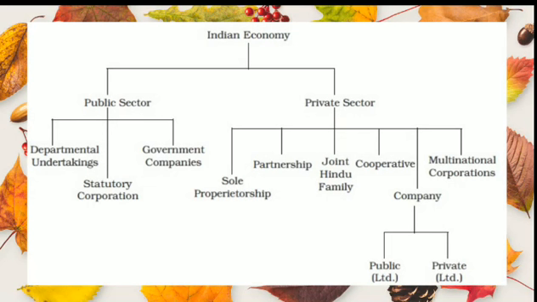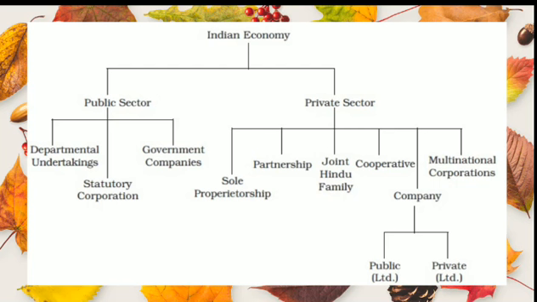This chart will make it very clear the forms of sectors we have in our Indian economy. We can see that our Indian economy is divided into two main branches, the public sector and the private sector. In the public sector we have three forms: departmental undertaking, statutory corporation, and government company, whose features, merits and demerits we will study in our next class. The next branch is the private sector, wherein we have already studied the sole proprietorship, partnership, joint Hindu family, cooperative society, and the company, that is public company and private limited company.